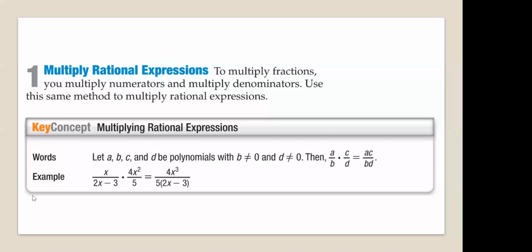Okay, so then it talks about multiplying rational expressions. To multiply fractions, you would multiply the numerators and multiply the denominators, and you use the same method to multiply rational expressions.